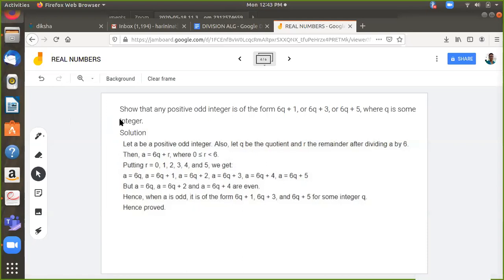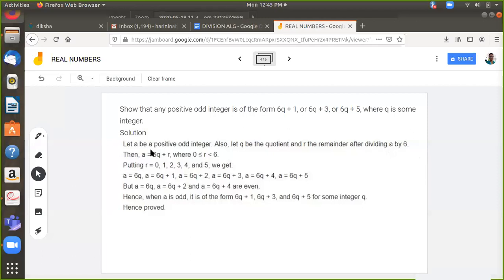Okay, where am I going to apply the division algorithm here? Now, because I'm seeing some q plus some remainder, some q plus some remainder, I'm going to assume, and the assumption is also very, very important, let there be any two positive integers which when divided will take this form in the division algorithm. So my assumption will be let a be a positive odd integer because I need to show that any positive integer will take this form. And let q be the quotient and r be the remainder after dividing a with 6.